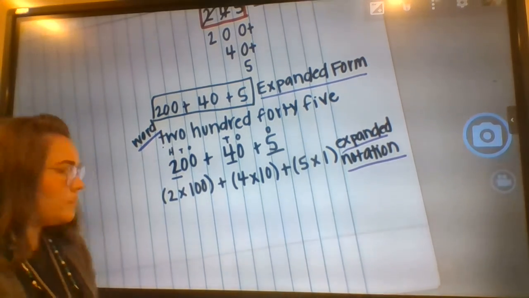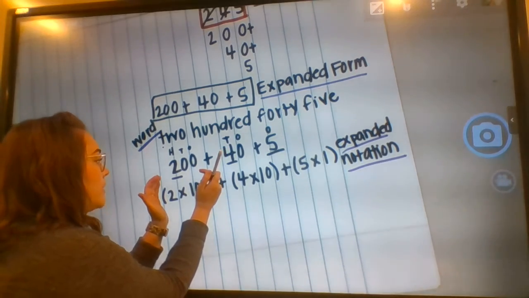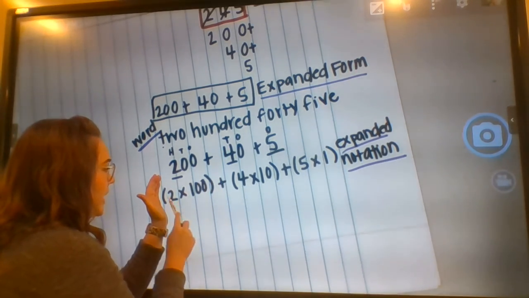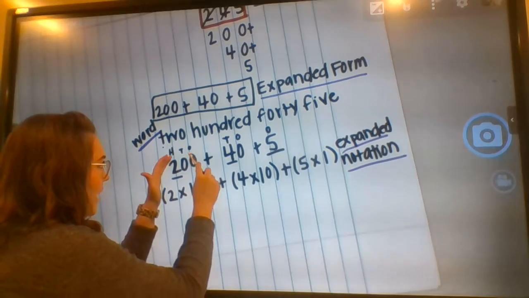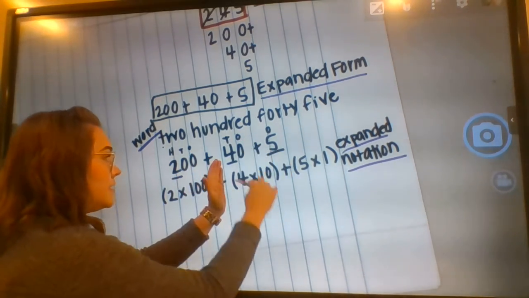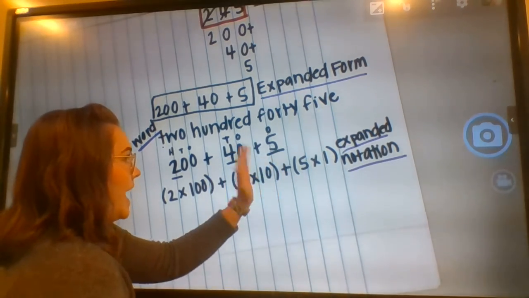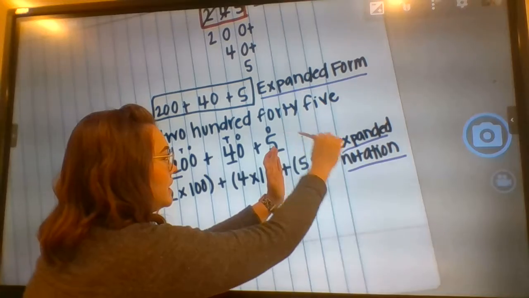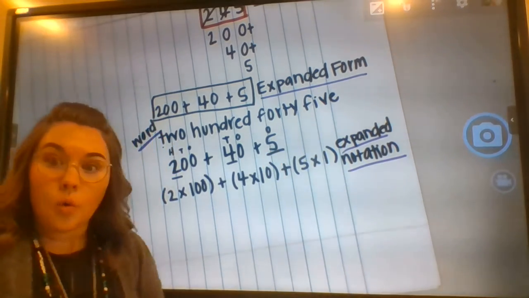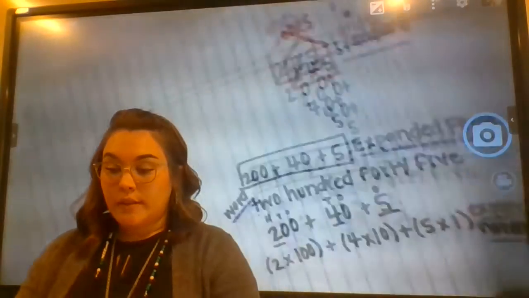So notice, when I have these parentheses, I make sure I put parentheses around this multiplication sentence. So I have my 200 here, and then I've got to add it, and then I have my parentheses around where it's talking about my 40, then I add it, and I have my parentheses around where I would talk about my ones place. So we're going to try this with another number.